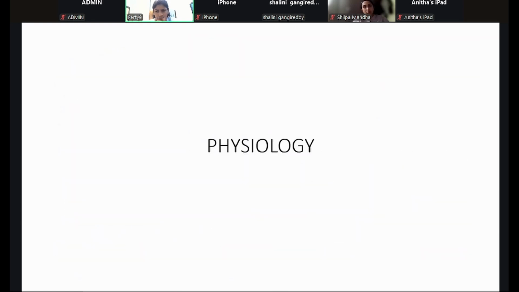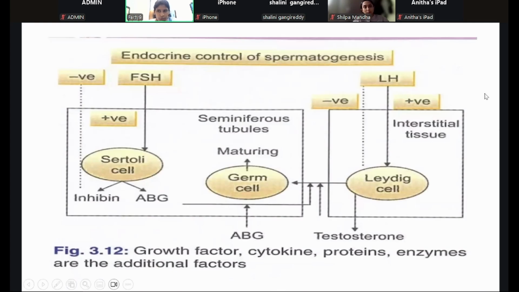So a few words about physiology. As we know, all our endocrine systems are under LH and FSH control. So from the hypothalamus, GnRH will be released in a pulsatile manner, which in turn acts on the pituitary, and then FSH and LH will be released. So in the gonads, this LH acts on the Leydig cells, which are present outside the seminiferous tubules, and they will produce testosterone. Excess testosterone will have a negative effect on LH.